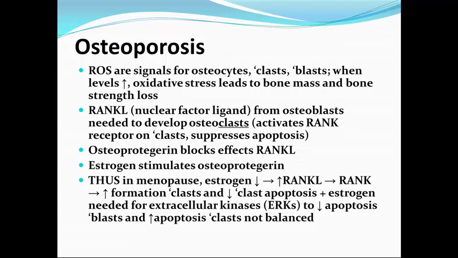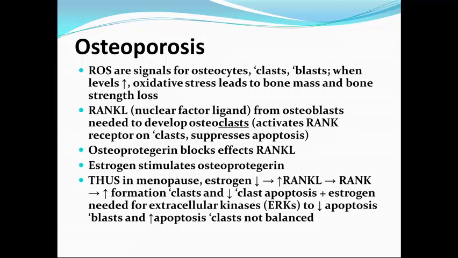So let's put this all together. What happens in menopause? So in menopause, you have less estrogen, right? As a result of having less estrogen, you have an increase in RANKL because you've lost that osteoprotegerin blocking effect. So you have increased RANKL, which then leads to RANK. That RANK increases the formation of osteoclasts and decreases their programmed cell death.